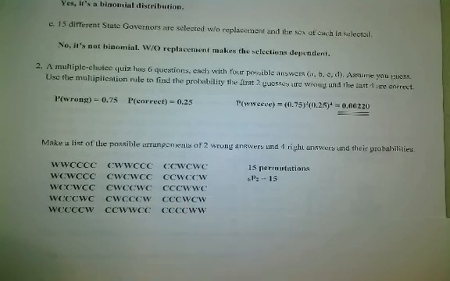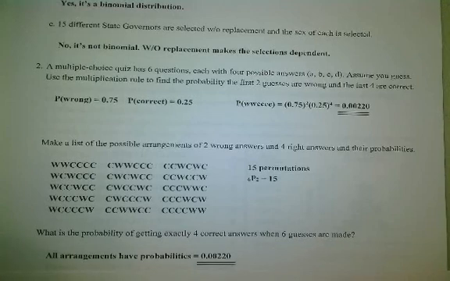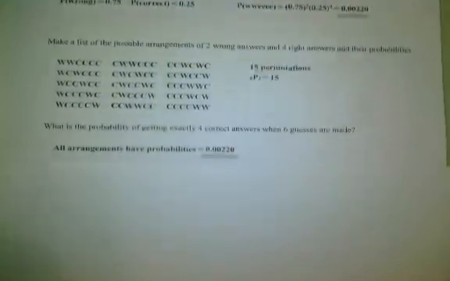All of these would have the same probability of being correct, or the same probability of 2 wrong, 4 correct. In other words, all of them would be 0.0022. 15 different ways.